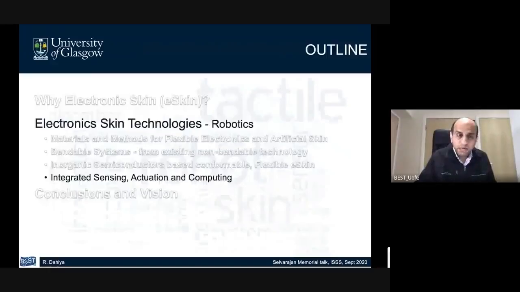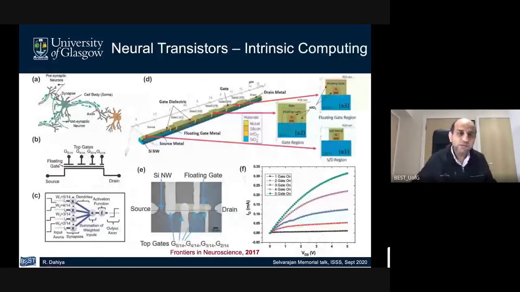So coming to the next part, which is integrated sensing, actuation, and computing. Here is one example that we have developed using this technology. This is a neural transistor, and this leads to neural-like computing, and that's why I use the term intrinsic computing. So skin that has intrinsic computing. So it works in a way.